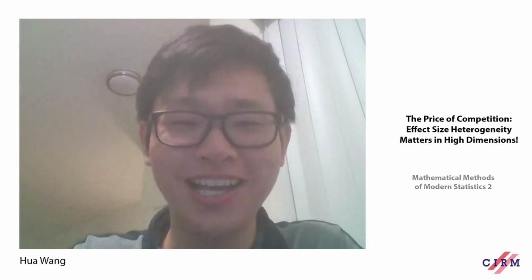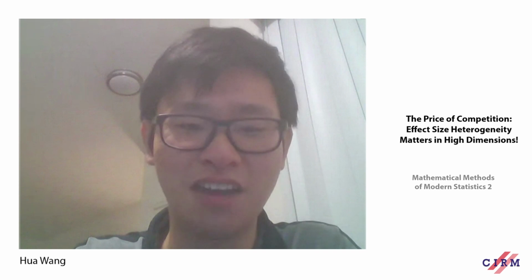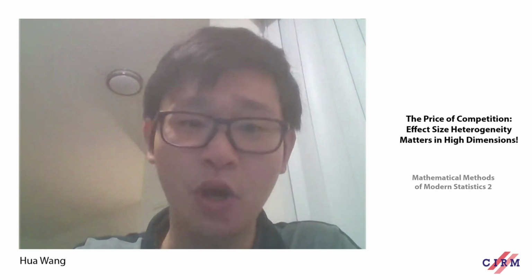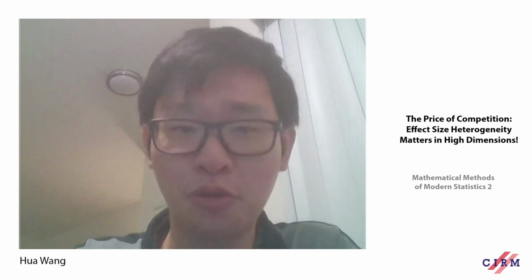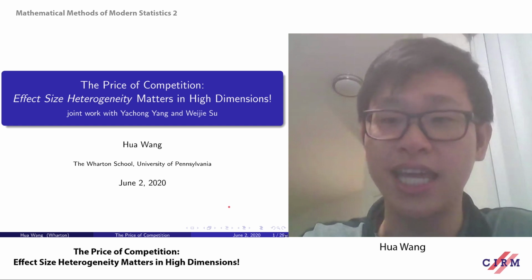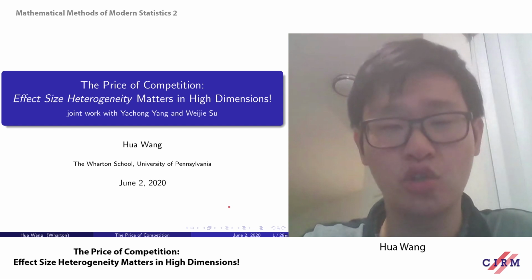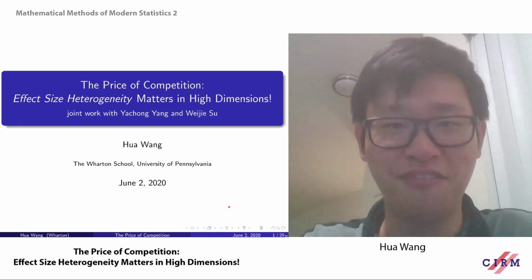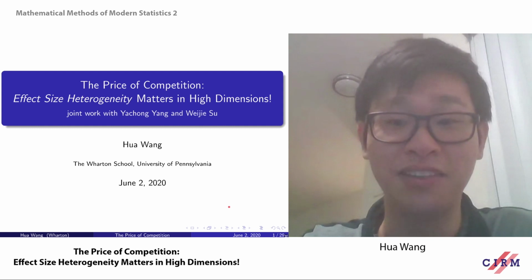My name is Wang. I'm a third-year PhD student from the Statistics Department of the Wharton School at the University of Pennsylvania. Today I'm going to talk about this work, The Price of Competition: Effect Size Heterogeneity Matters in High Dimensions. This is joint work with Jian Chung, my fellow PhD student, and my advisor, Wei Jie.